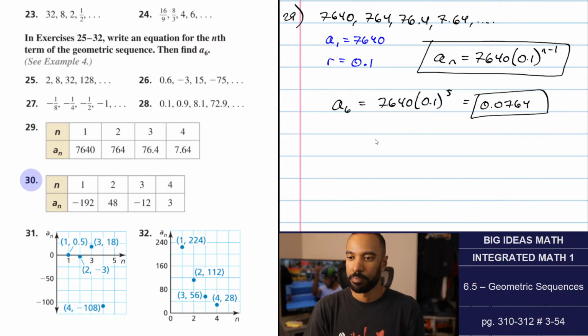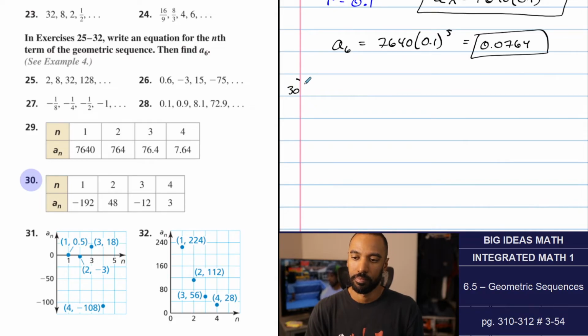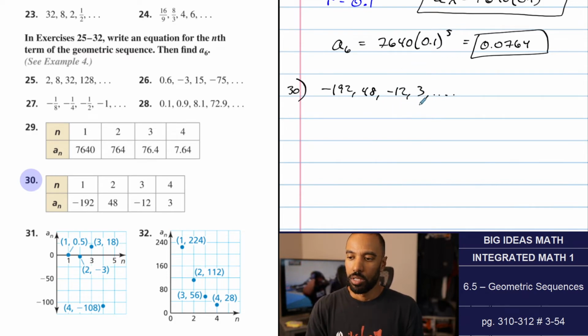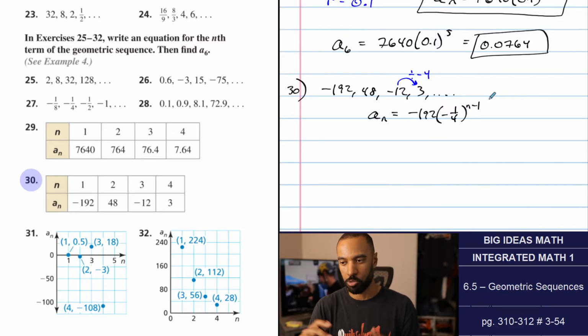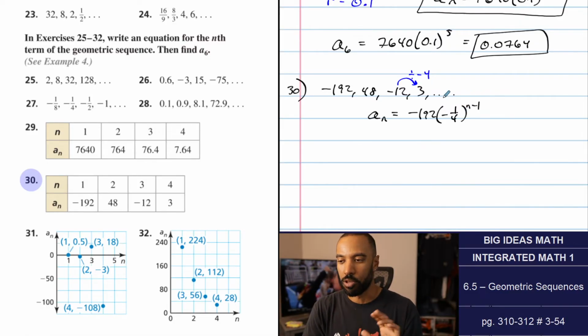Now, number 30. Here's our first term. Second term, alternating signs, third and fourth. Let's see if we can write the rule straight up from here. Our rule, we take the first term here and multiply it by the common ratio n minus 1 times, right? Now, if you can tell from here to here, we're dividing by negative 4, which also means multiplying by negative 1/4. And that's the important part, what we're multiplying by. So all of those follow the same suit.